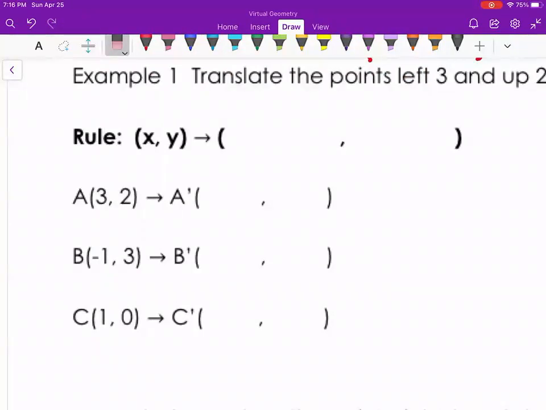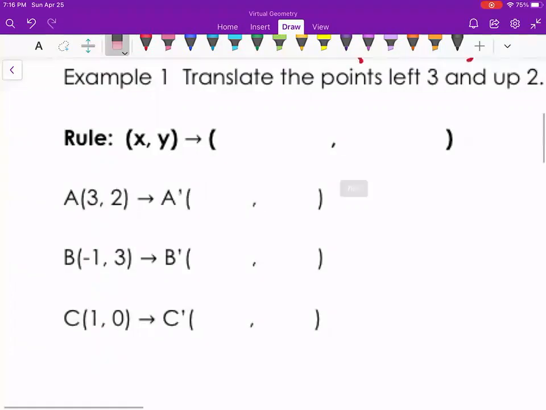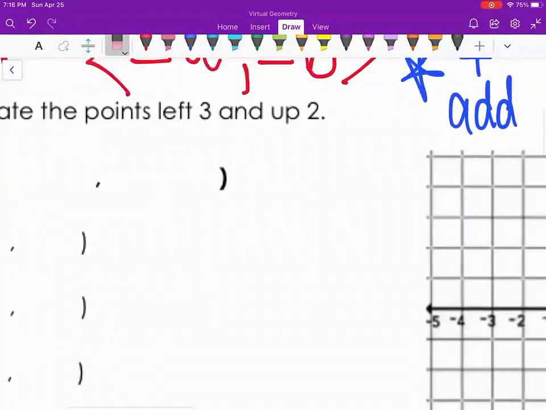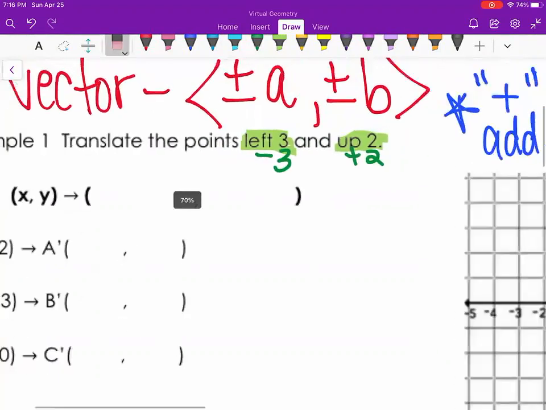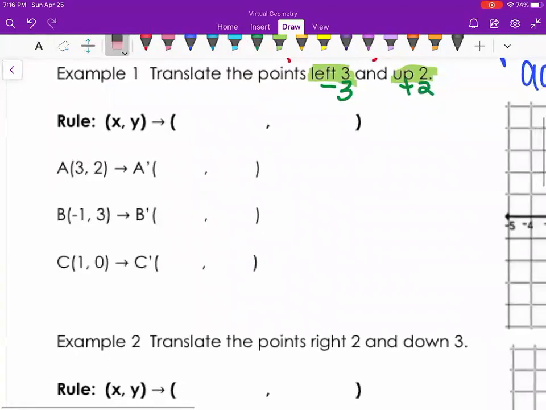So example 1, we're going to be translating the points left 3 and then up 2. So that is our move. So remember, if we go left, that means minus, since left 3 means minus 3. Up 2 means plus 2. So when we put that into our rule, that's exactly what we're going to have.